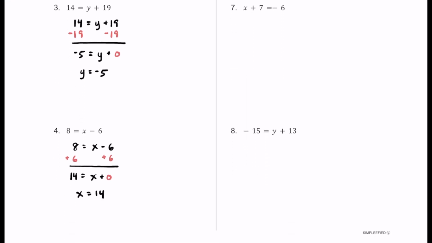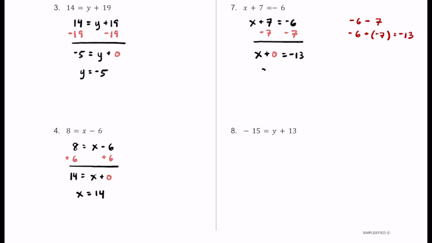For number 7, we have the equation x plus 7 is equal to negative 6. Okay, so we need to get 0, so to do that, we're going to take away 7 from 7. We need to get that x alone. X plus 7 minus 7 is 0, so it's going to be x plus 0 is equal to negative 6 take away 7. Negative 6 take away 7 is the same thing as negative 6 plus negative 7, if you keep change flip. That's going to equal negative 13, right? Because it's a negative plus a negative. That's just more negative. So negative 13, and then we can drop that 0 and write x equals negative 13.